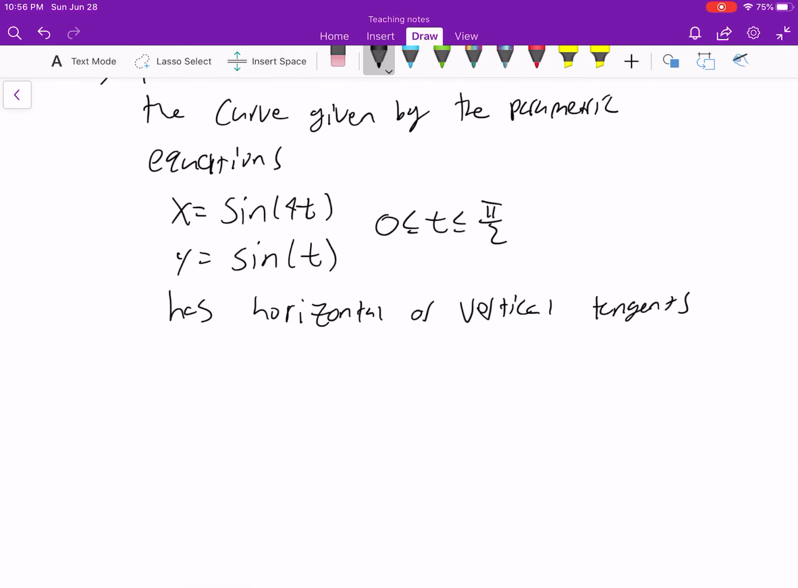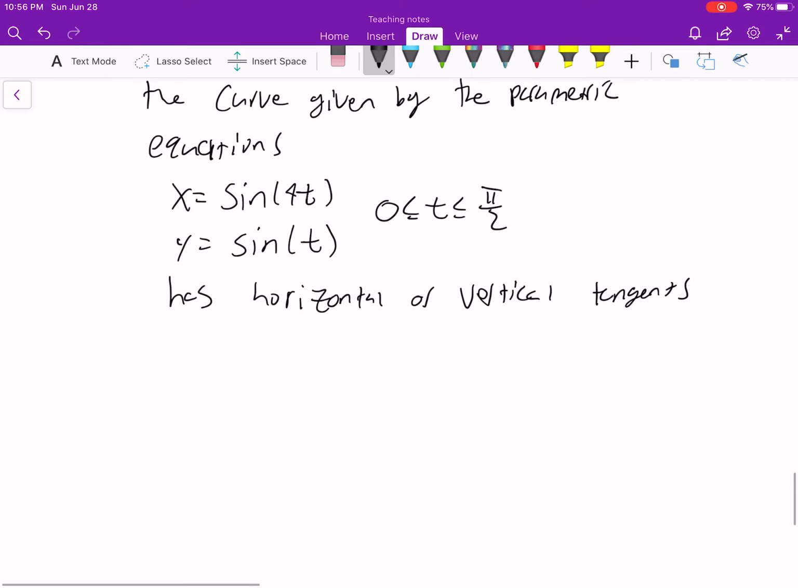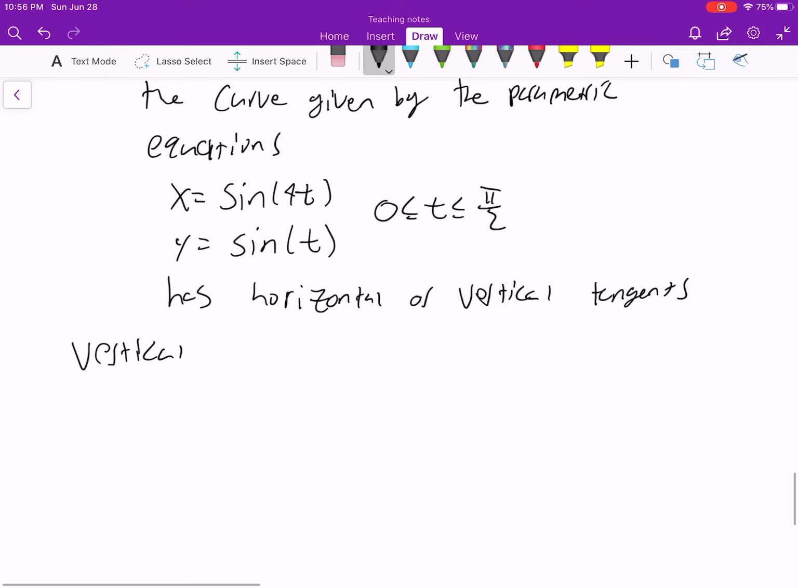Okay, so this is section, I think, 10.2. Your horizontals are where dy/dt is equal to 0 and dx/dt is not equal to 0. If that is not the case, you have to do limits. I'm just going to go ahead and spoil this: you don't have to use limits for this one.